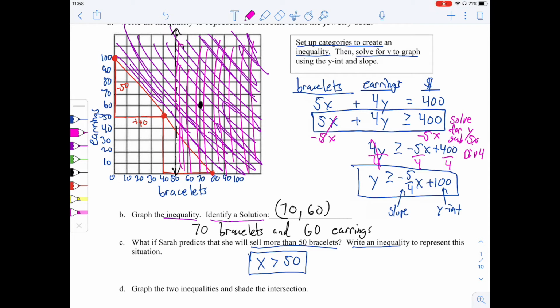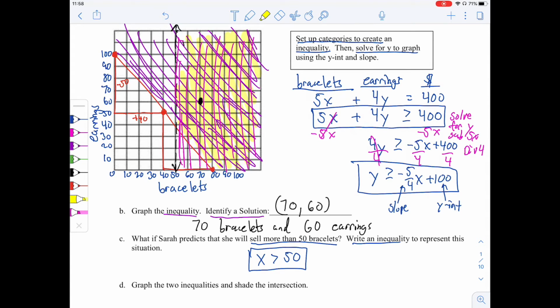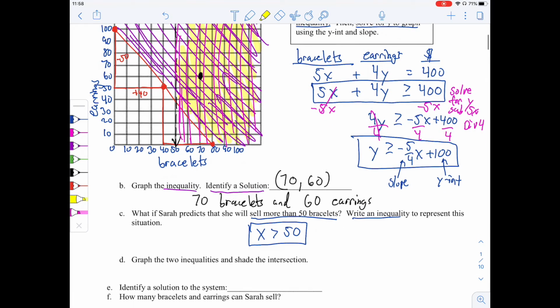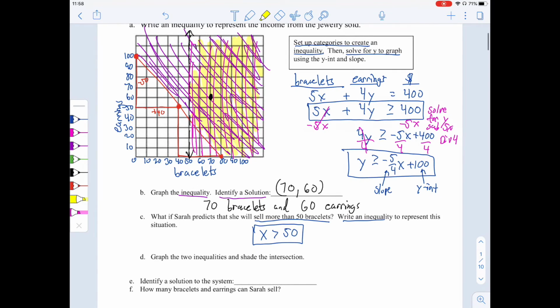And you can see there's going to be one area that's double shaded. That one area that's double shaded is our solution. Everything in here, this double shaded area, is your solution that will satisfy both inequalities at the same time. To identify a solution to the system, anything within the double shaded area, like right here, that's 60, 90.